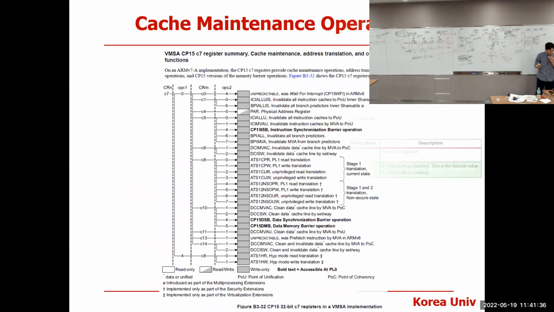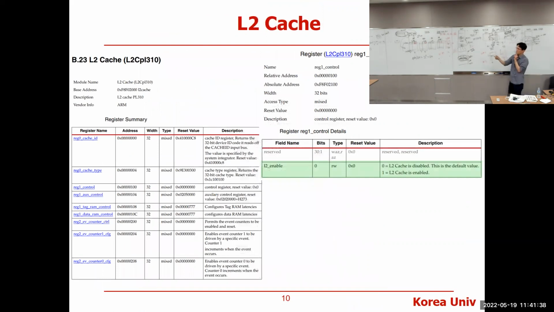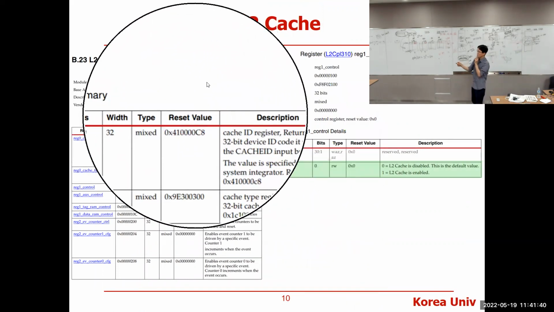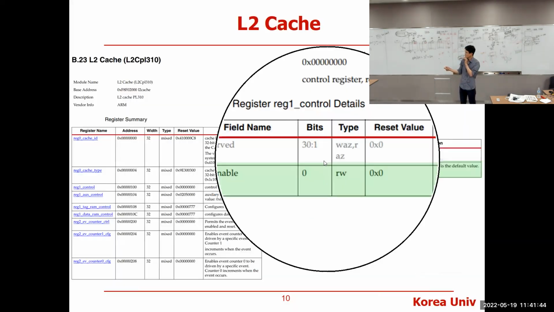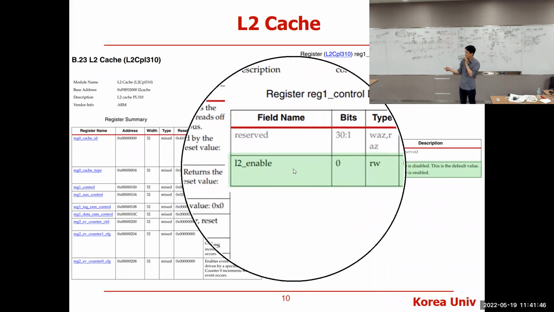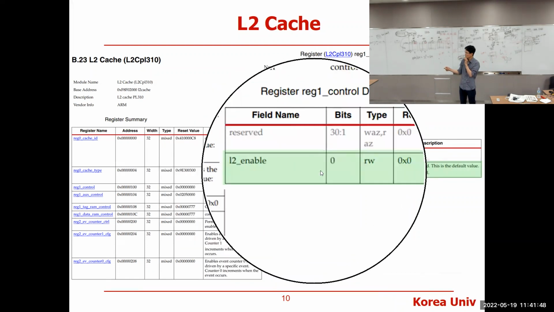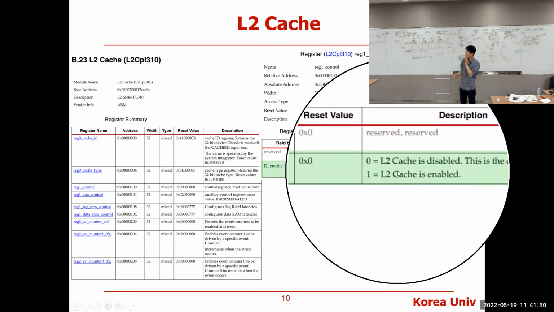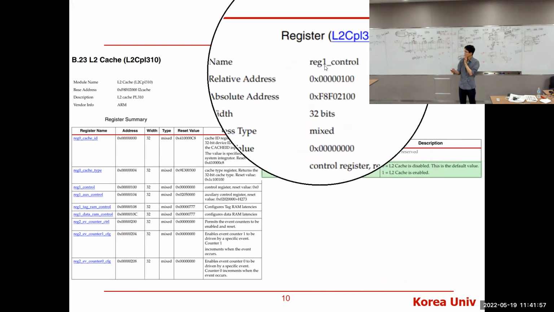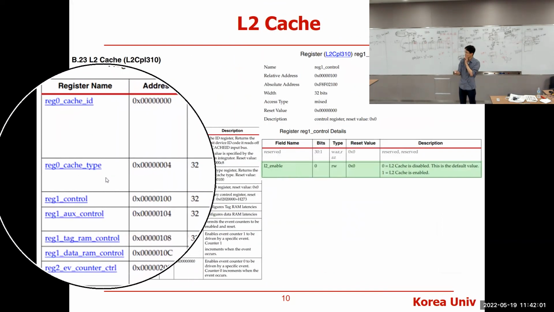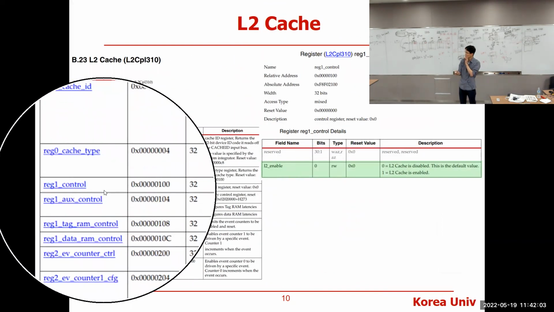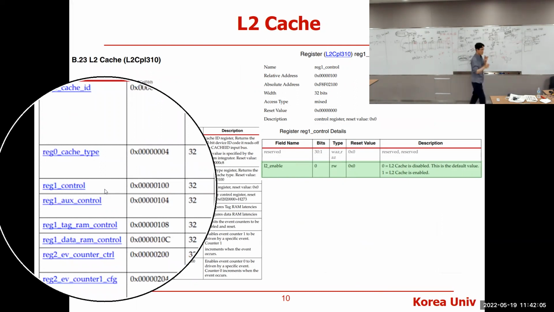Okay, skip this. Level 2 cache. For level 2 cache, you have to touch a different register. So L2 enable, right? 0 means level 2 cache is disabled, 1 means enabled. Which register? Reg1 control. So 2 places.